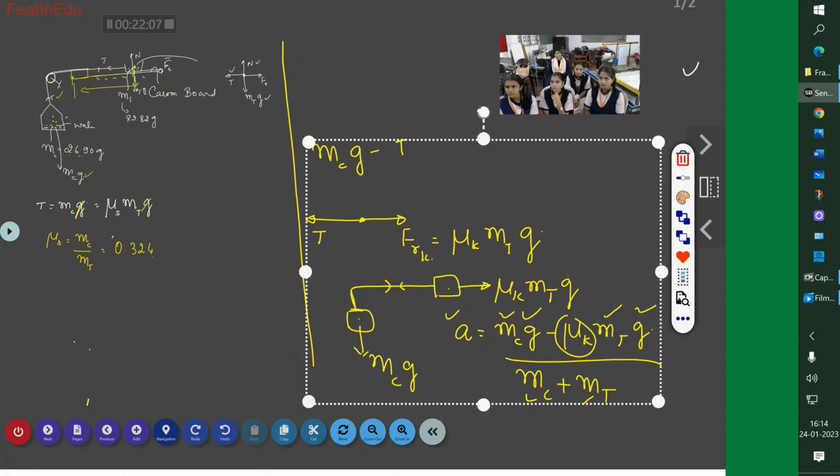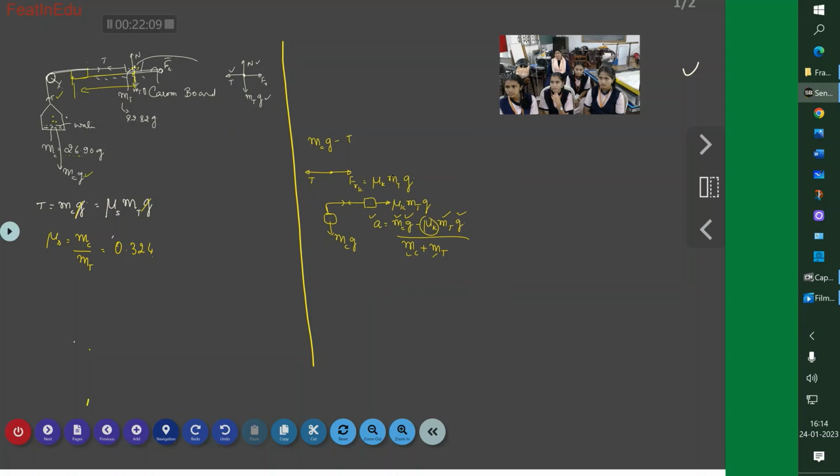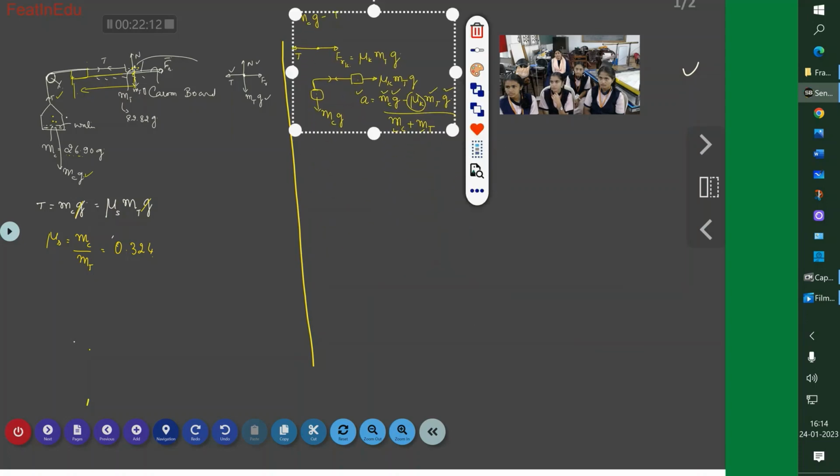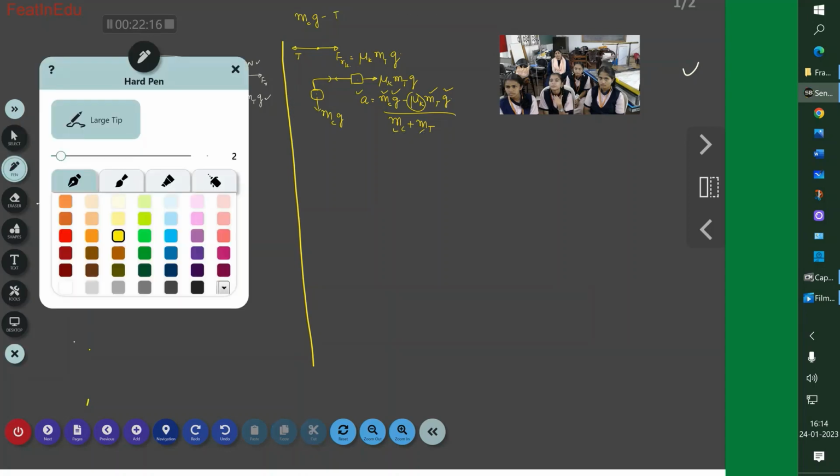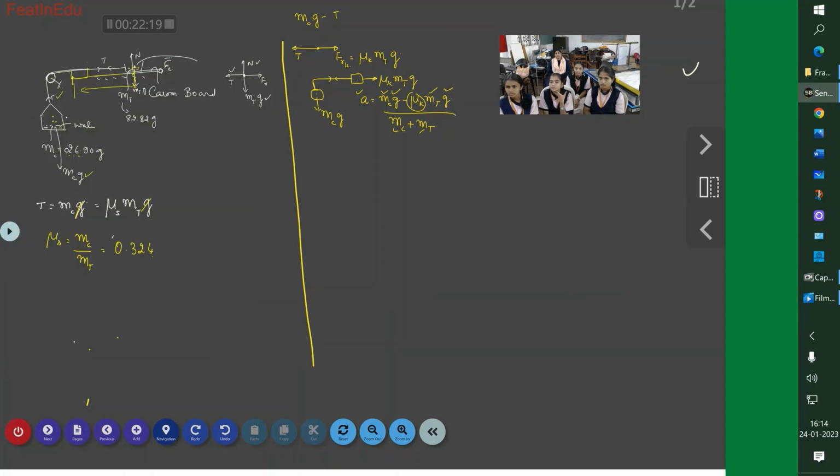See, all this technology is available now. It's a great pleasure for a teacher to teach, especially a physics teacher. So we can do so many things on this. Draw, type. So many other features are there in this.